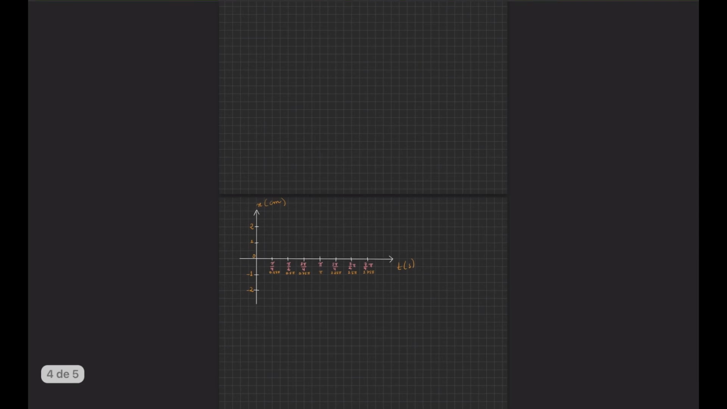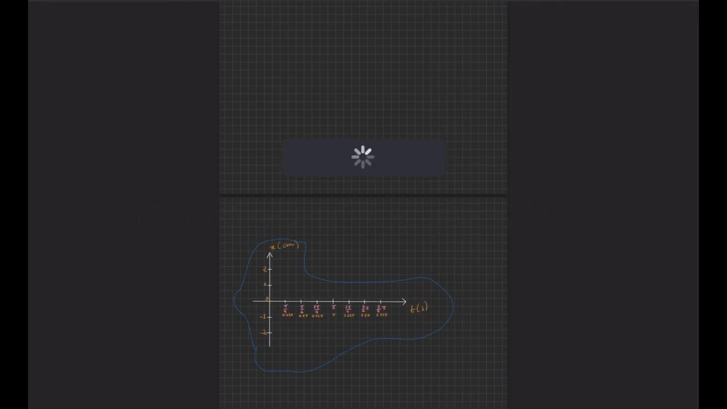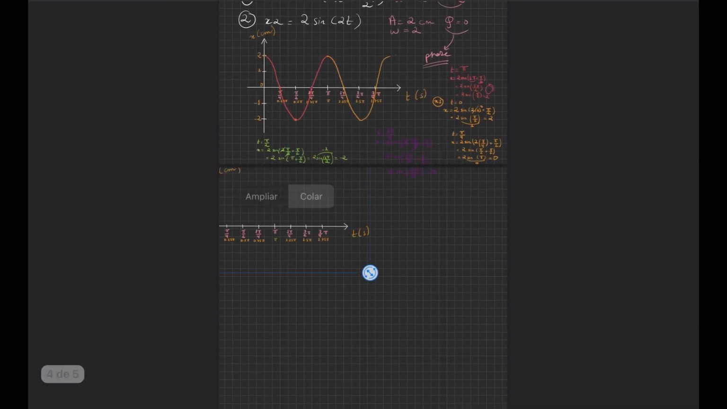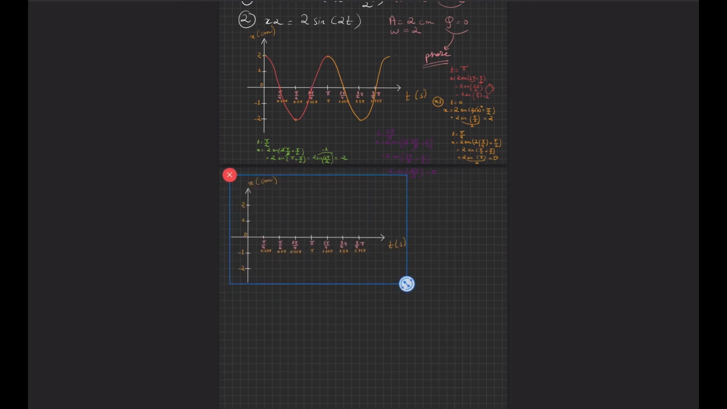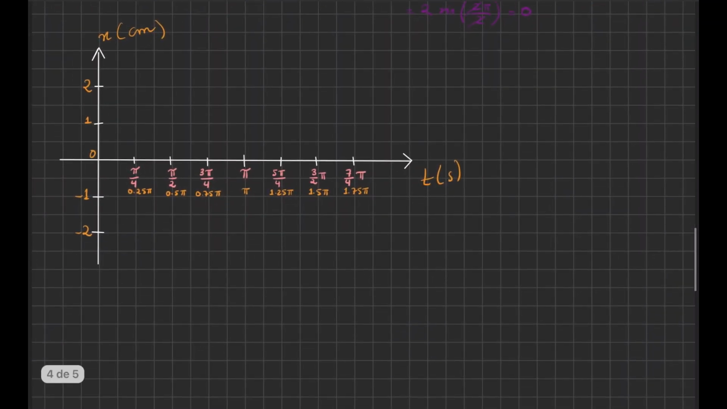Now let's try to see the graph x2. Let me just move this up here. Let me copy and paste it here. Okay, now let's try to do the graph for x2.